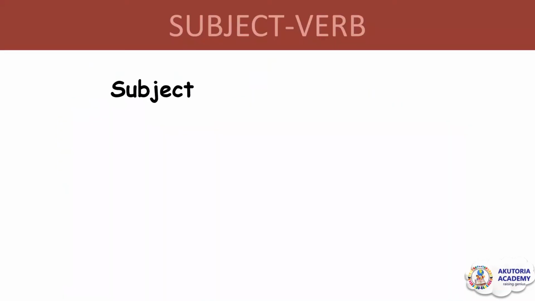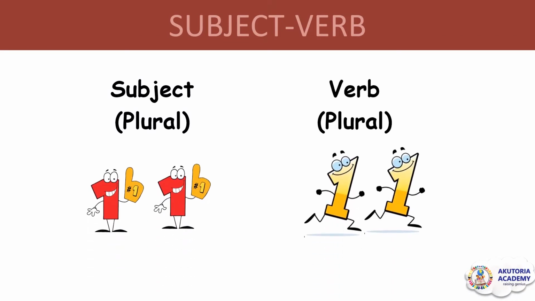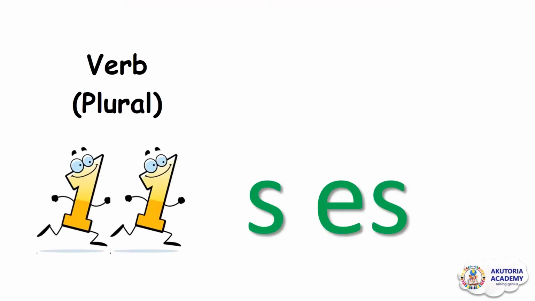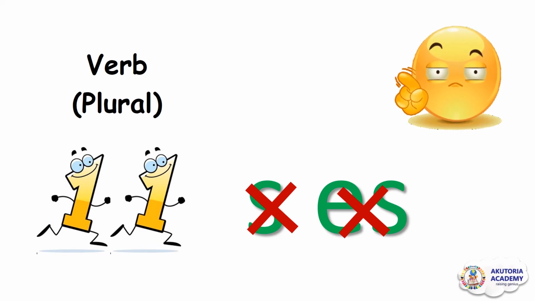Now let's go to the second part. If your subject is plural, your verb must be plural. And plural means two or more items. So if you have two or more subjects, two or more people in your subject, the verb must be plural. So how do I know a plural verb? Plural verbs don't have s or es at the end. It's a no-no. So for every plural verb, there must be no s and no es. Okay?